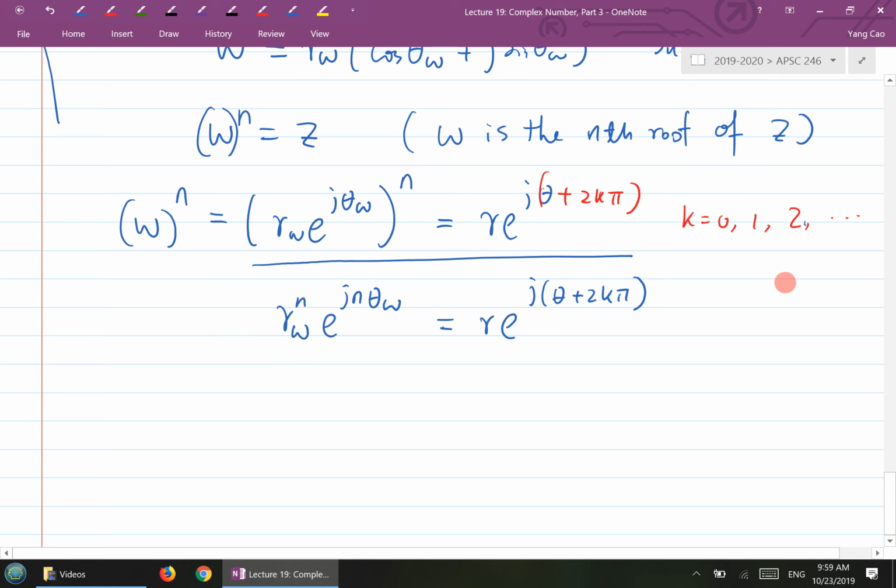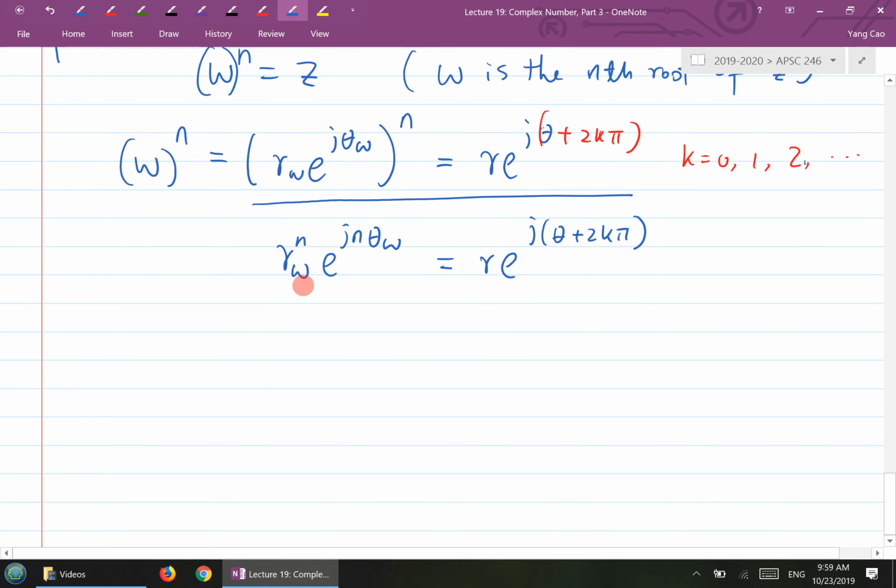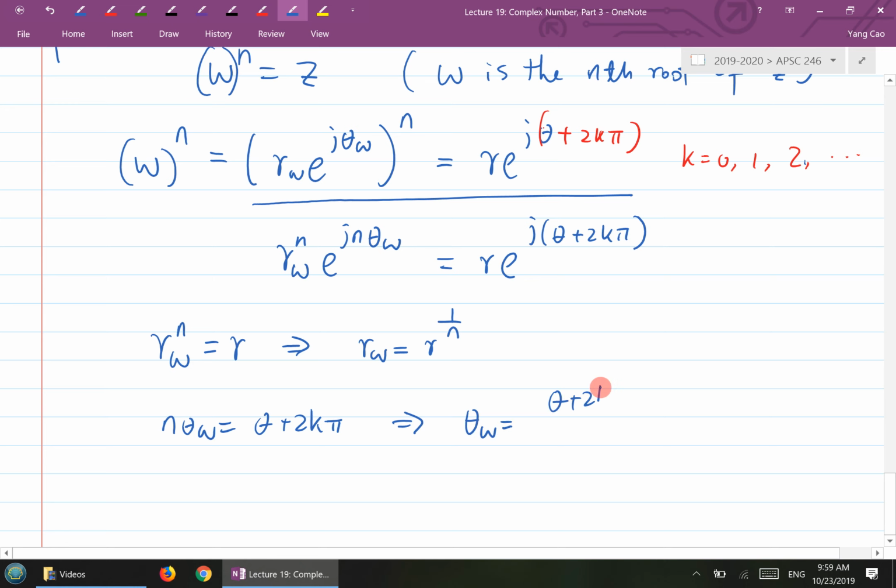Always remember which is known, which is unknown, okay? The right side is the known value, so r and theta are known. You should be able to get them based on the given complex number. And then this naturally means your r_w to the power of n should be the same as r, or your r_w is the nth root of the r value. And n times theta_w should be the same as theta plus 2k pi, or theta_w should be theta plus 2k pi, over n.